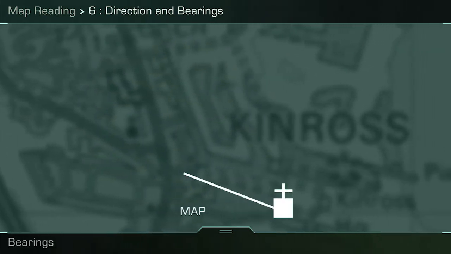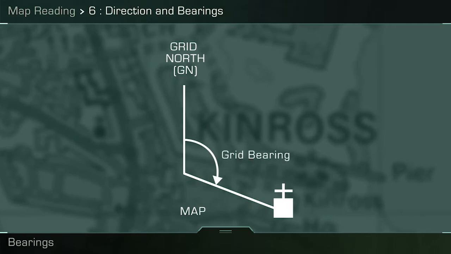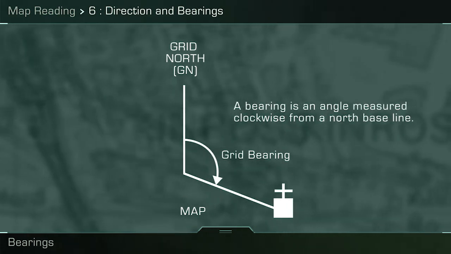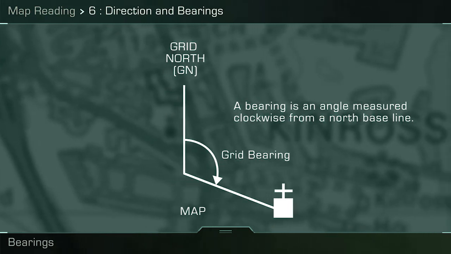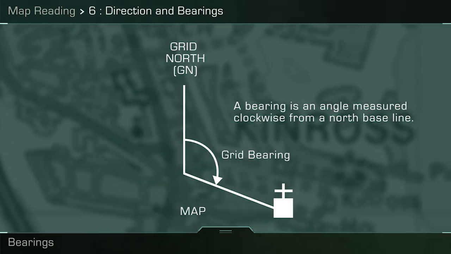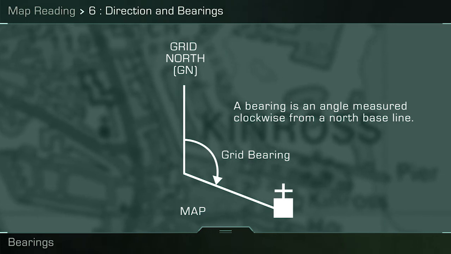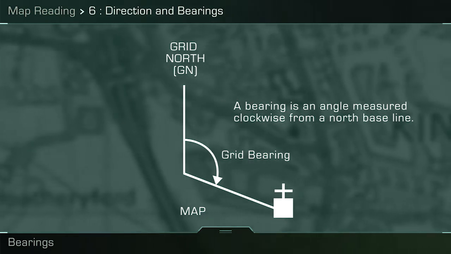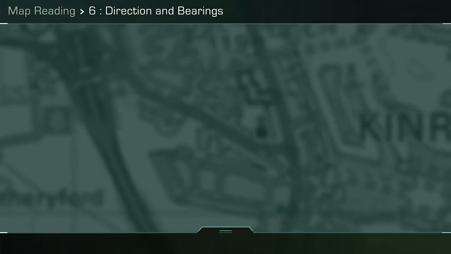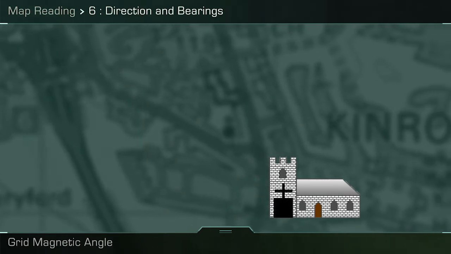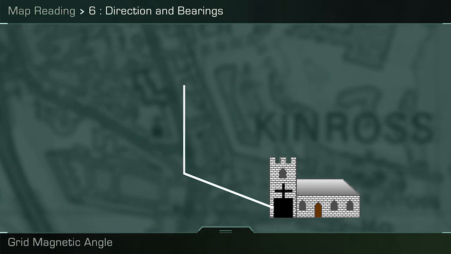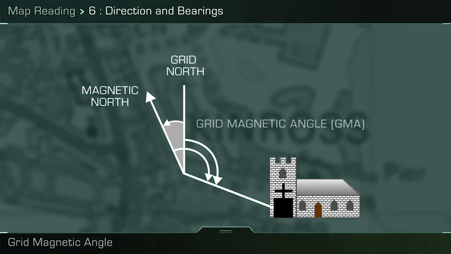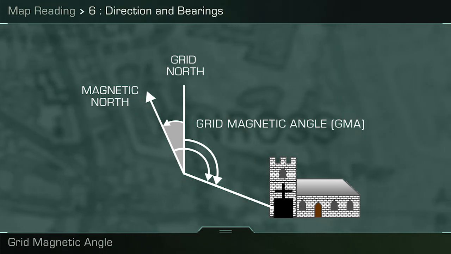A bearing is an angle measured clockwise from north to a desired location on the ground or map. A magnetic bearing is a bearing from magnetic north to a feature when using a compass out on the ground. A grid bearing is a bearing from grid north measured clockwise to a feature on the map when taking a bearing off a map. You may have noticed that the grid and magnetic bearings are different. The difference between the grid and magnetic norths is termed the grid magnetic angle, or GMA for short.